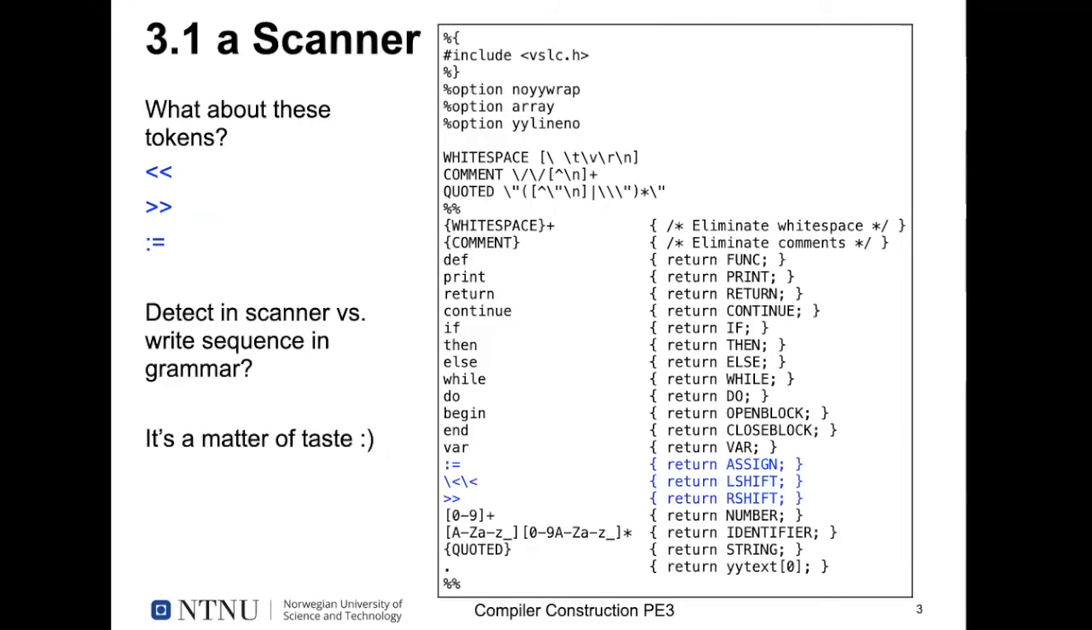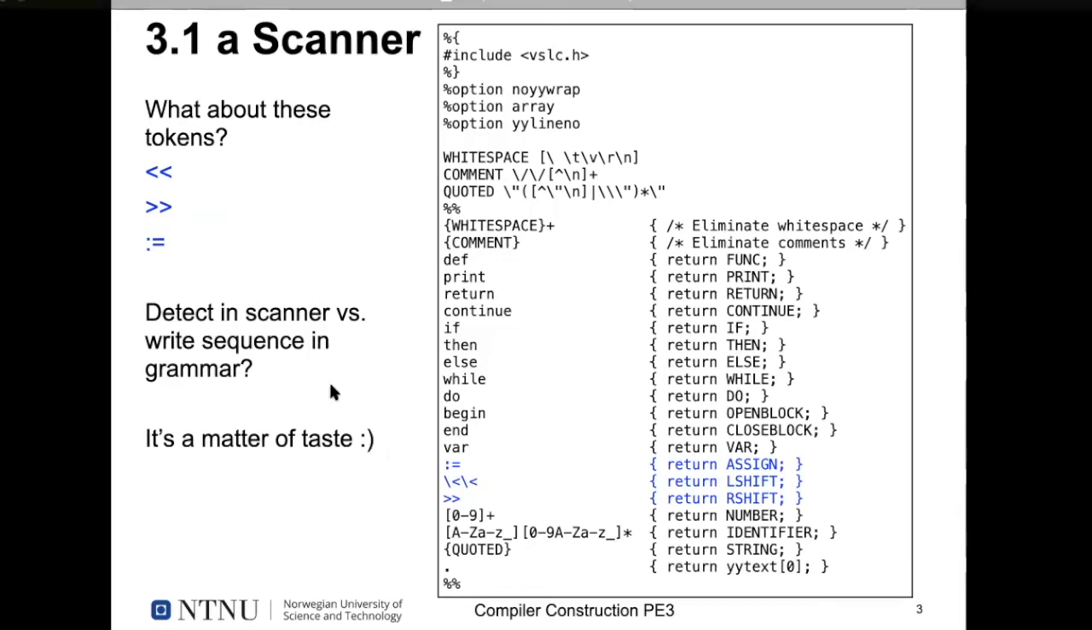Shouldn't there be some L shift and R shift, and actually also an assign, because we have assignment as colon equals. We have left shift like the 2 less than characters, and right shift like the 2 right angle bracket characters here. So we can do it that way. The question is, do we want to detect this sequence in the scanner or write a sequence of 2 characters in our grammar? Both work, actually. I'd say it's a matter of taste.